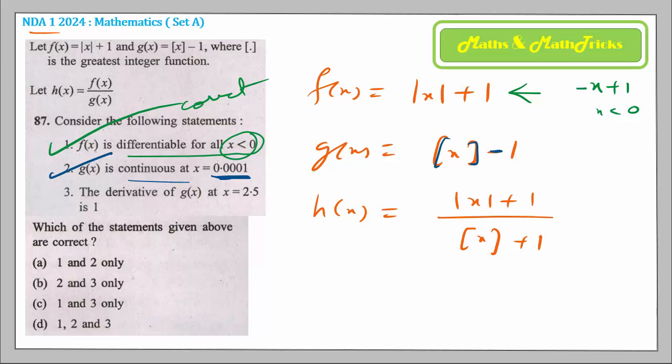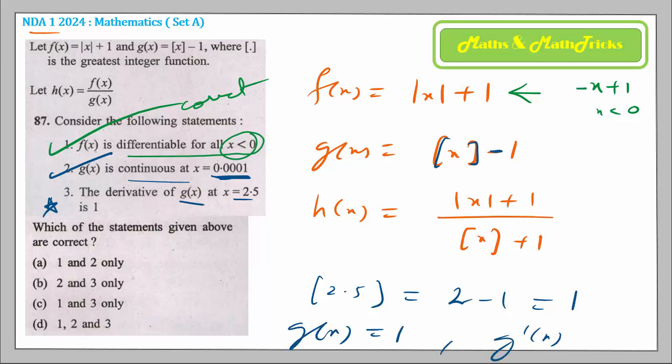But what about the third point, derivative of g of x at 2.5? What would be the derivative at 2.5 for this box x? See, box of 2.5 is basically 2. So 2 minus 1 is 1. So actually your g of x function is 1, which is constant. So g dash x should be 0, whatever may be the given. Right, but they say it's 1, which is incorrect. So what are the correct statements above? 1 and 2 only, so option A.